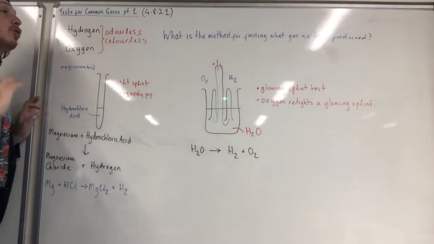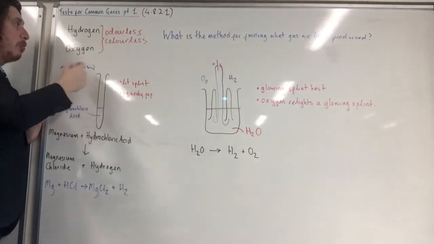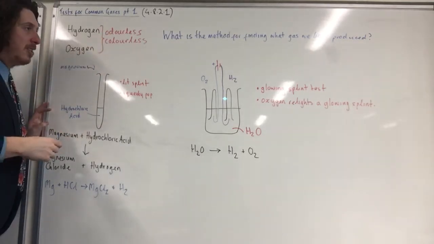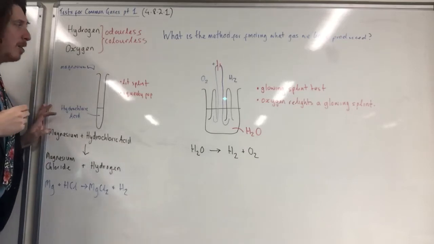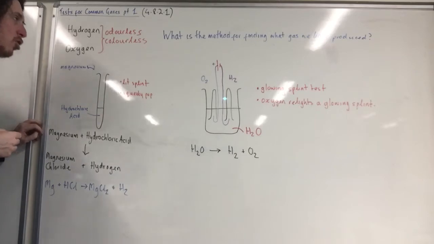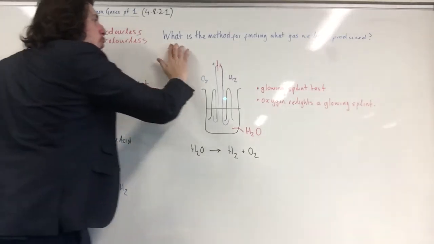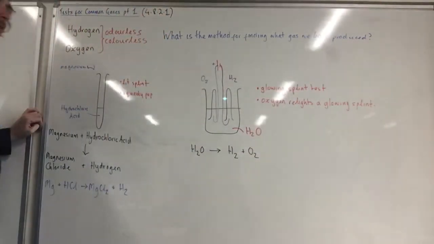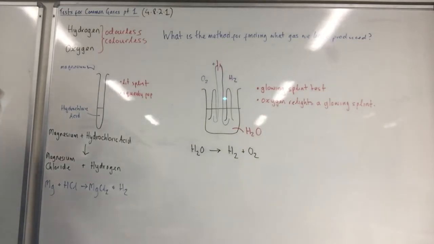So, it's not enough just to look at these, okay, because they're both odorless and both colourless. You would not be able to detect via the eye or via the smell which one was which. So, you need to be aware what is the method for finding out which gas we have produced. So let's have a look at some example reactions.